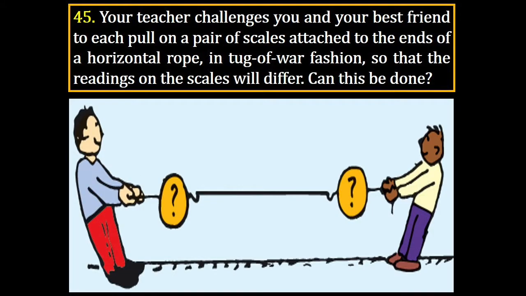Your teacher challenges you and your best friend to pull on a pair of scales attached to the ends of the horizontal rope in tug-of-war fashion so that the readings on the scale will differ. Can this be done? No, because each person is pulling equally on the rope. Action, reaction. Whatever purple man pulls, red man will pull. So the scales will read the same. So it cannot be done.